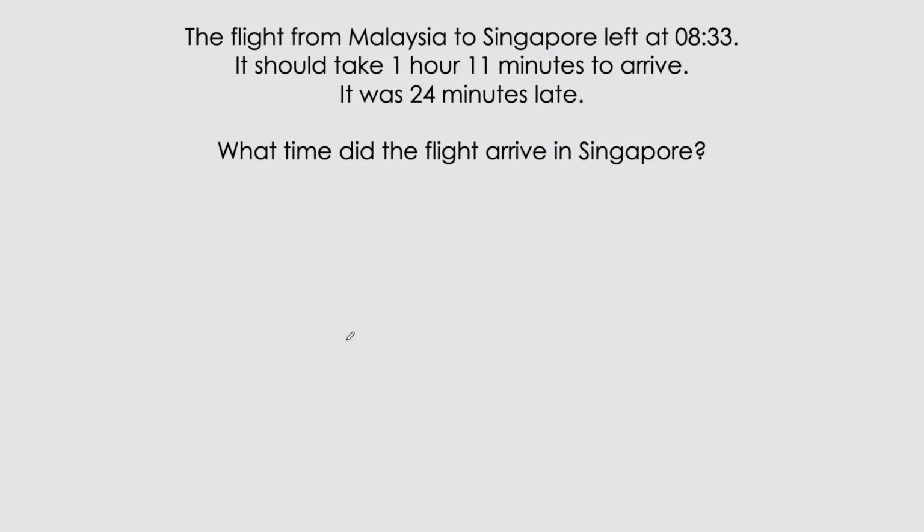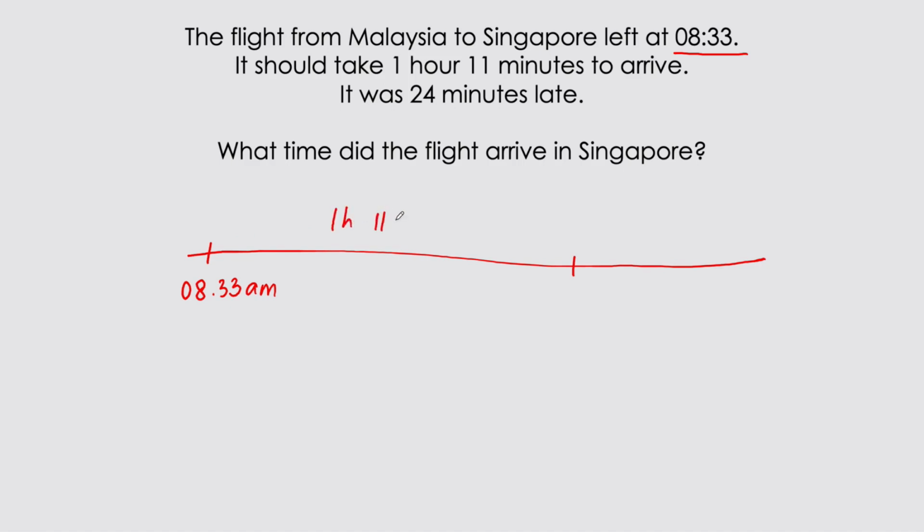Next question. The flight from Malaysia to Singapore left at 8:33. It should take 1 hour 11 minutes to arrive. It was 24 minutes late. What time did it arrive in Singapore? So again, draw a timeline. Sorry, it's not a straight line. We're going to start from 8:33 a.m. So it takes about 1 hour 11 minutes. So that should give us 9:44, correct?